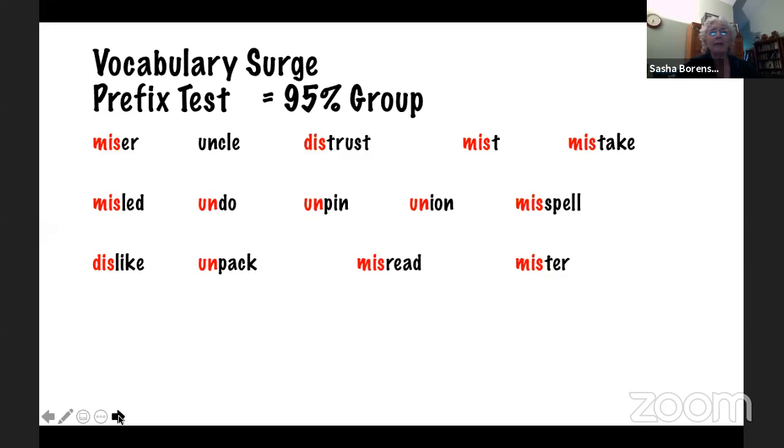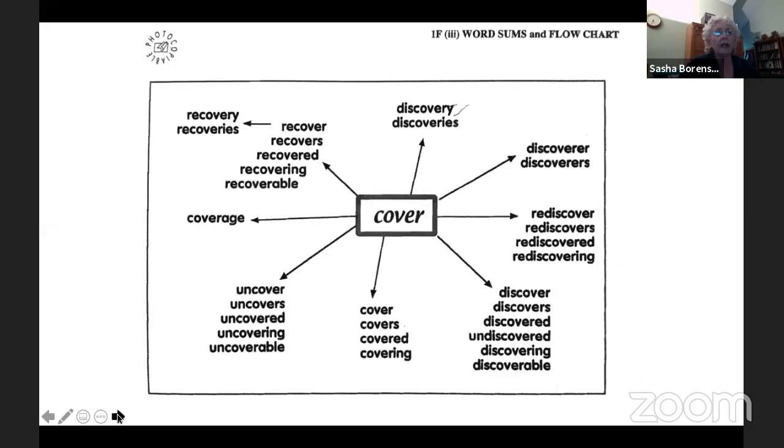So, anybody have any questions about whether, oh, here, let's do union. U-N-I-O-N. Is UN a prefix or is it part of the base word? It's part of the base word. Okay, it doesn't mean un. Does everybody like this exercise as much as I do? I think it's a very cool exercise. Okay, let's see what else. Oh, oops. I want to go back one.